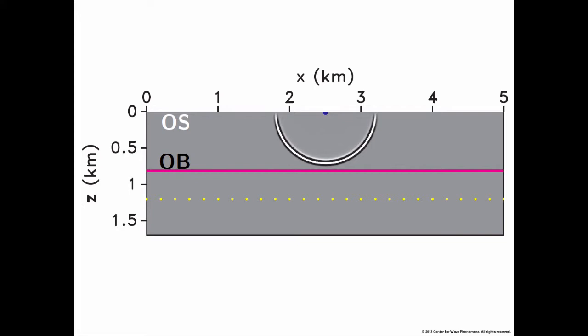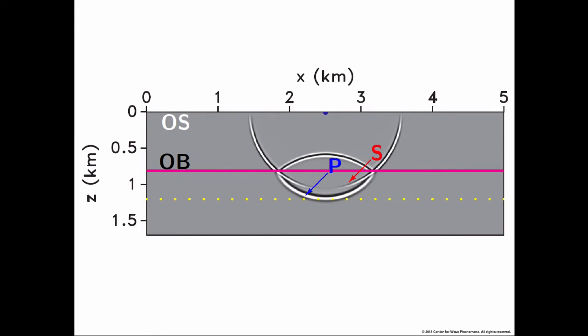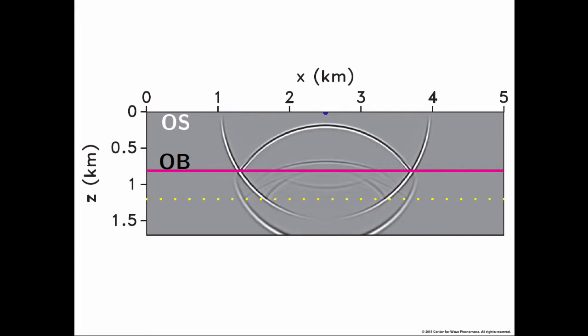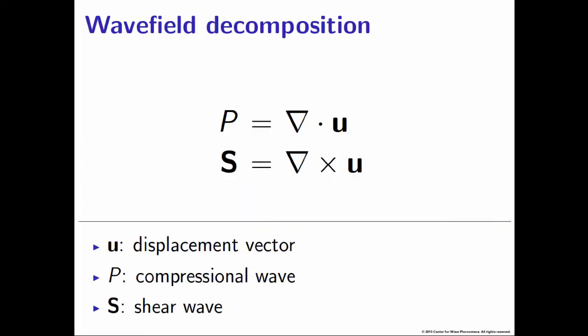When the wave is propagating through the ocean bottom, it would transmit into P and S waves. And when they both hit the reflector, which are indicated by the yellow dots, both of them will reflect into P and S waves, which makes the wave field much more complicated than the acoustic case.